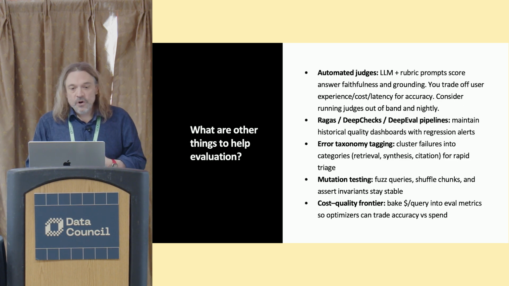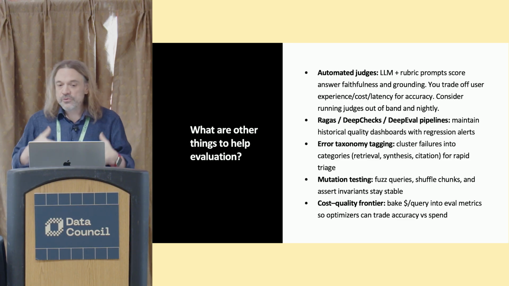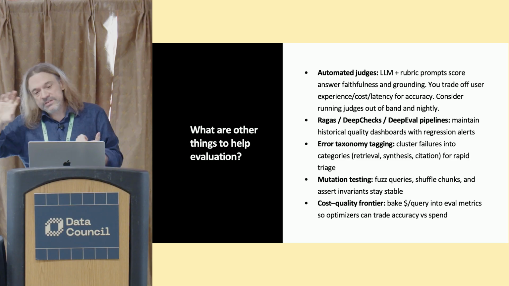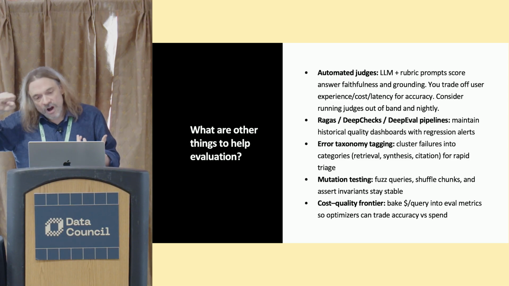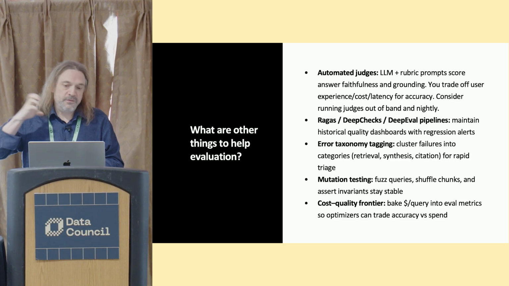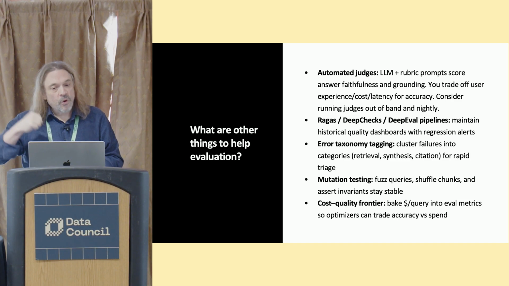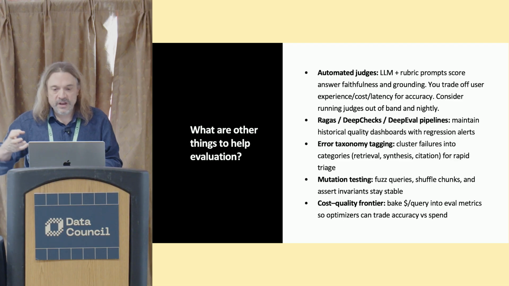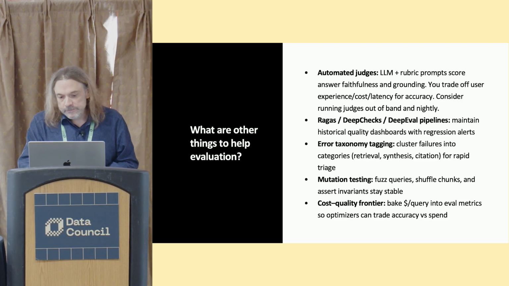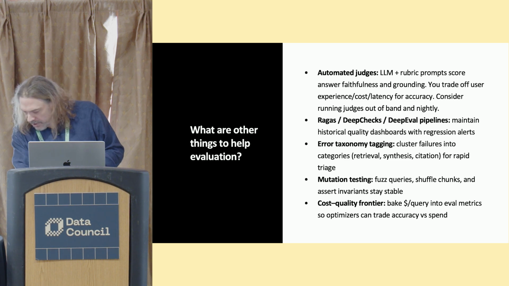Other things for evaluation help, automated judges. So LLMs, rubric prompts to do faithfulness and grounding. You can trade off experience for the user, cost and latency for accuracy a lot of the times. If you cannot afford the latency or the cost for doing additional judges on every prompt, make sure you're doing it out of band. Make sure you're gathering that data nightly to see how good your answers actually are. I'm going to move a little bit quicker here.